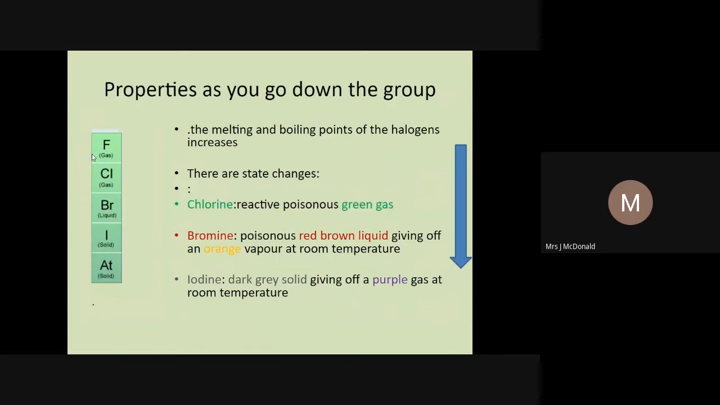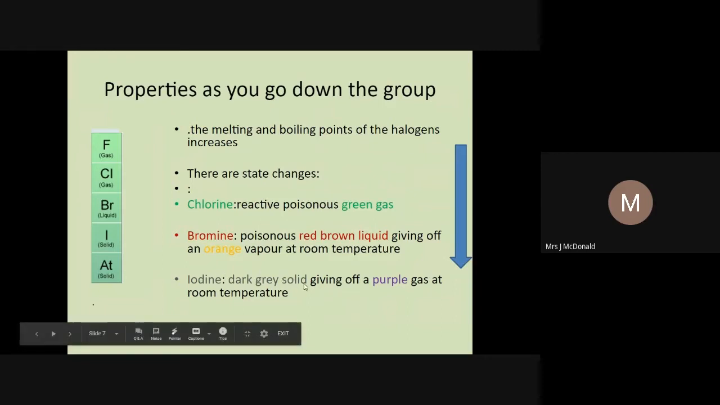So chlorine here is a very reactive poisonous green gas. So these are gases here. But as we go down the group, bromine's not a gas, it's a liquid. It's a poisonous red-brown liquid, and it gives off an orange-brown vapor at room temperature. Okay, so gas, liquid, and as we get further down, iodine's a solid, and it's a dark crystalline solid. So it's a dark grey crystalline solid, and it gives off a purple gas at room temperature. Those three particular ones are what we need to know, but we can see that those things change as we go down the group.